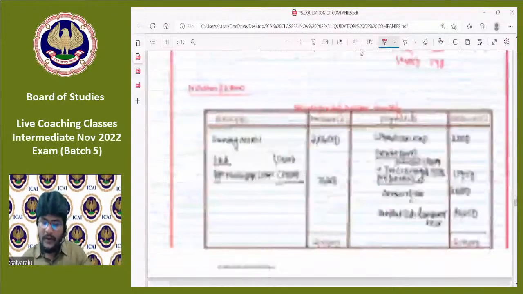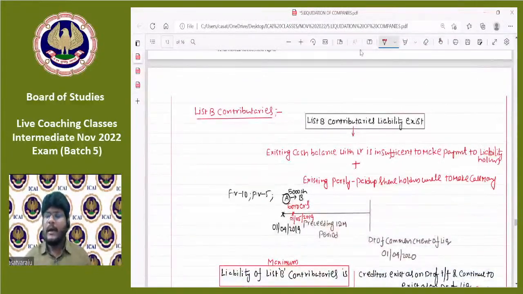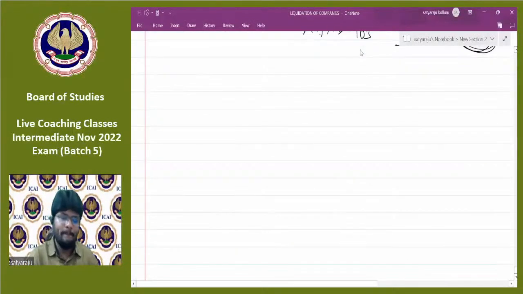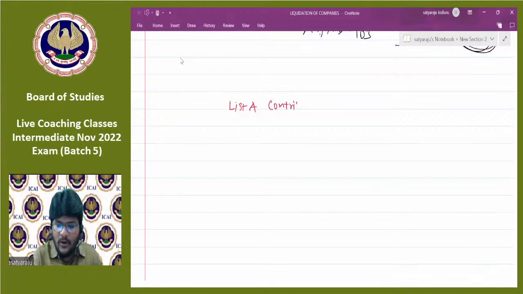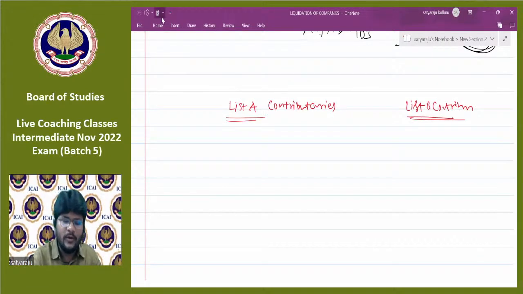Yes, please all of you concentrate on the list B contributories concept, guys. I'll explain the concept of list B contributory through my notes. Before that, a small intro I want to give in my OneNote. Sir, who are all list A contributories? Who are all list B contributories, sir? First, can you please explain that before explaining the concept? From the inception of this chapter, you're always talking regularly about list A contributories and list B contributories. Who are they, sir?